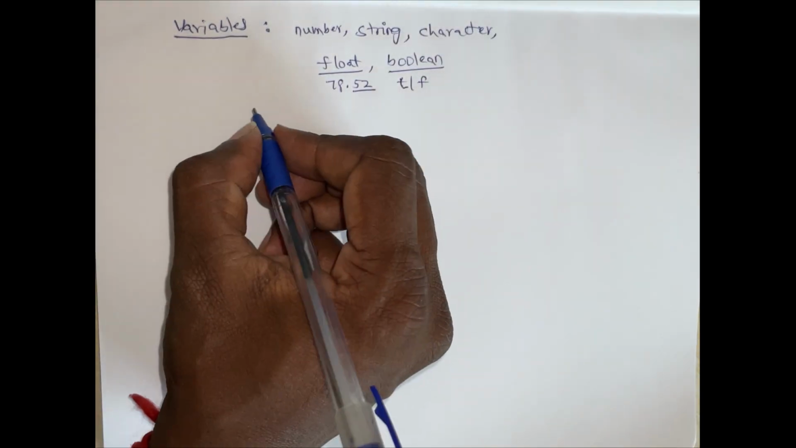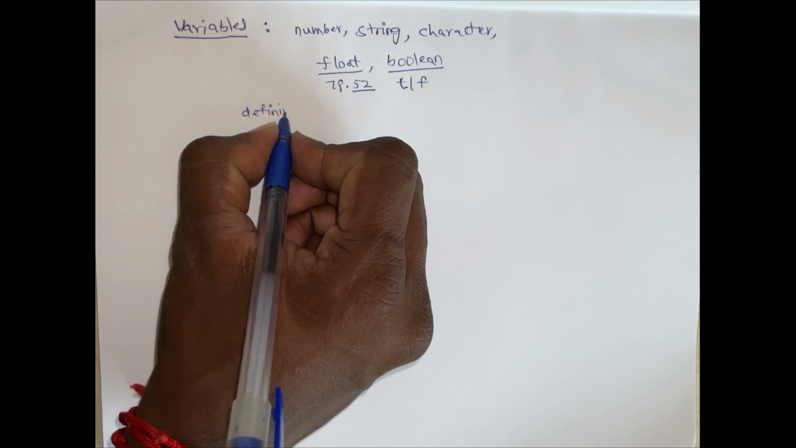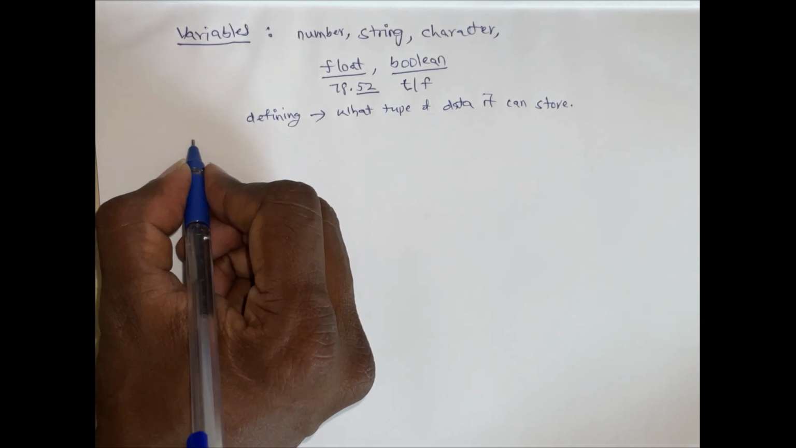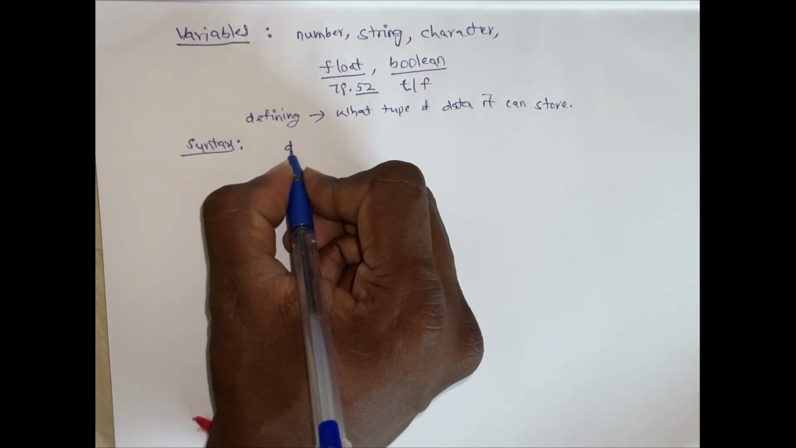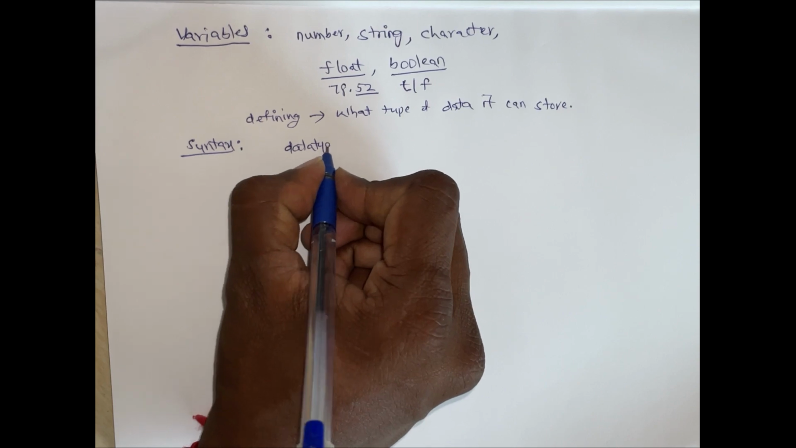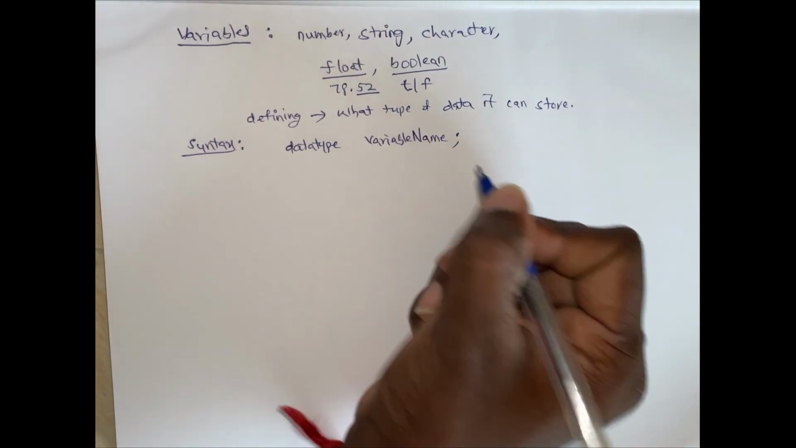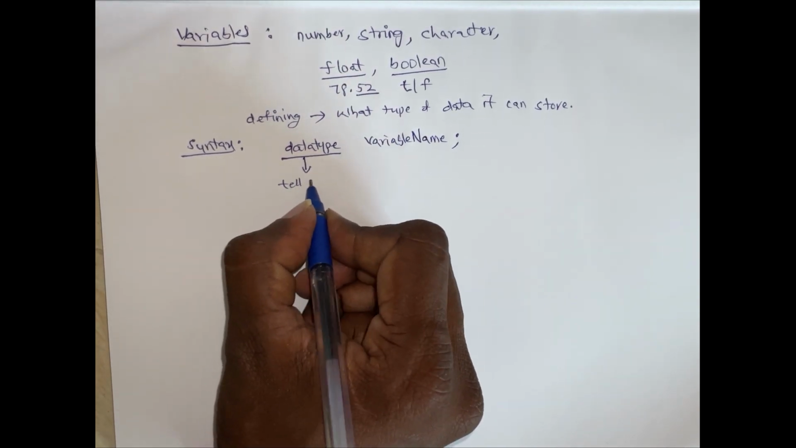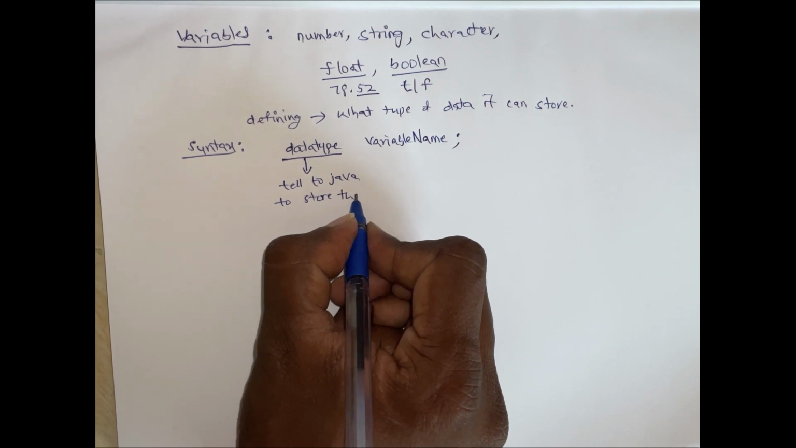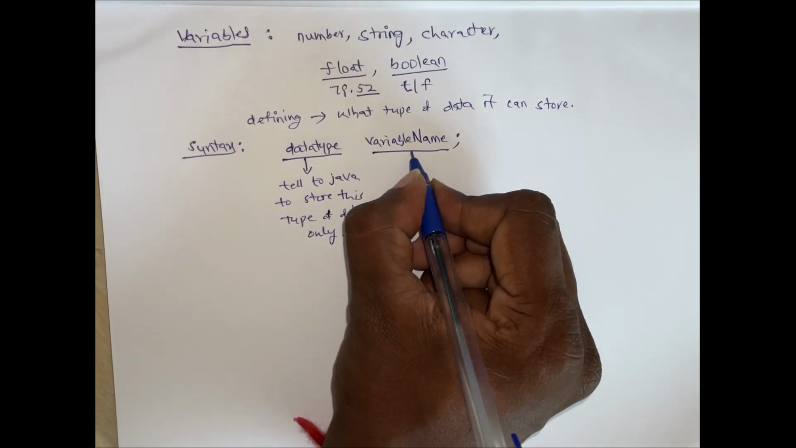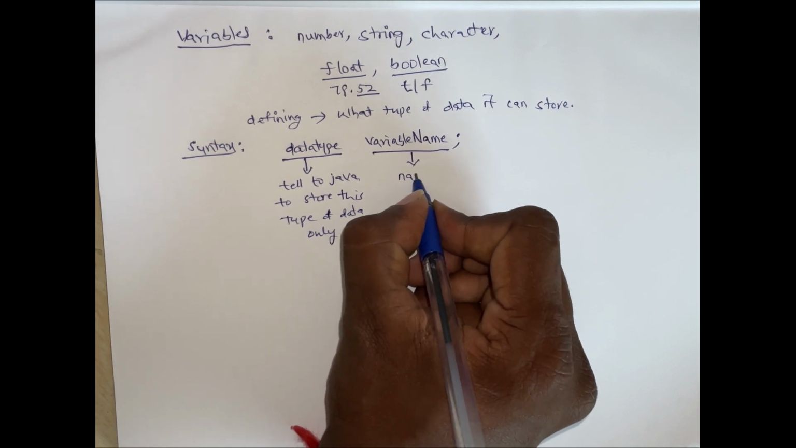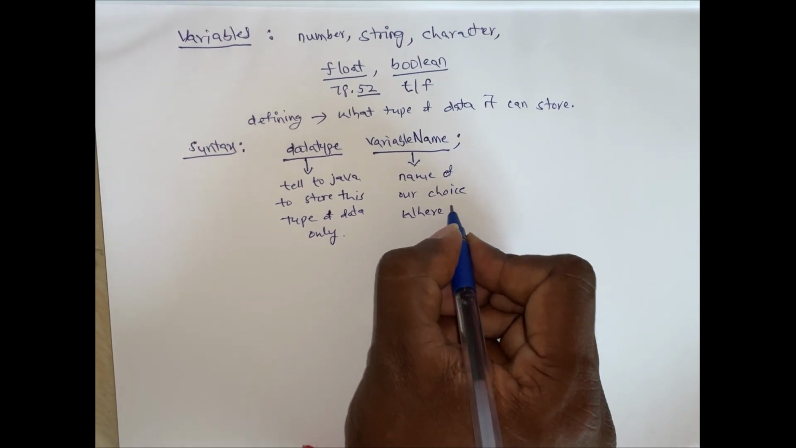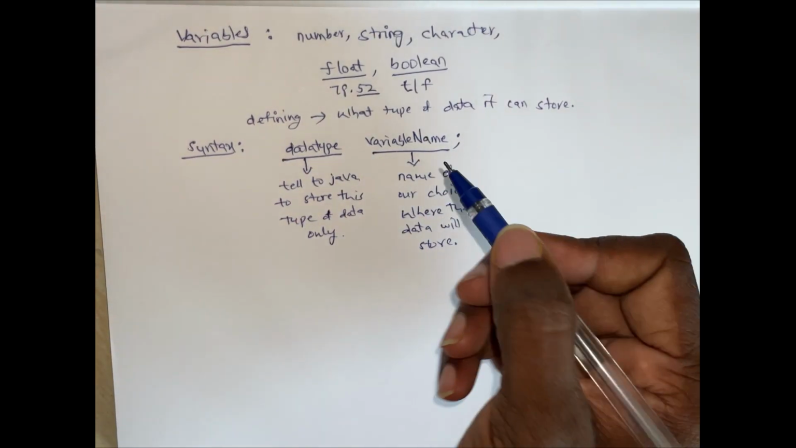It means whenever you are defining a variable, you need to tell what type of data it can store. So the syntax for a variable is a data type and a variable name. What is this data type? It tells Java to store this type of data only. What is the variable name? It is nothing but a name of our choice that we give, where the data will be stored. Hope you got it, what is data type and what is variable name.